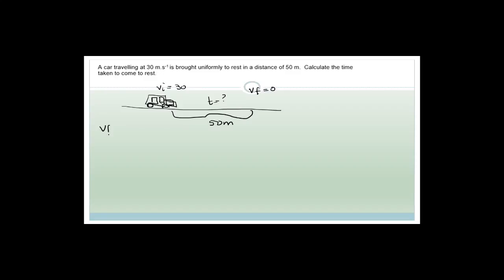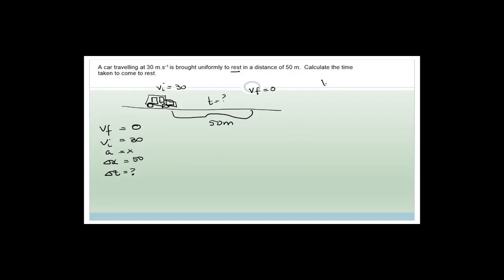So again, VF, VI, A, delta X, delta T. The final velocity, if something has come to rest, it means it's being stopped. So therefore, the final velocity that comes to rest is zero. The initial velocity is 30 meters per second. The acceleration, we don't know. We want the time, and we have the displacement is 50.